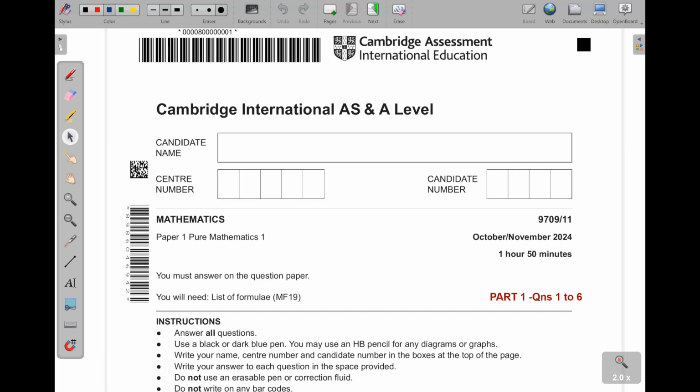This is Teacher Simon taking you through Cambridge International AS and A-Level Pure Mathematics 1 for October/November 2024, paper 1-1. This is part 1 for questions 1 to 6.